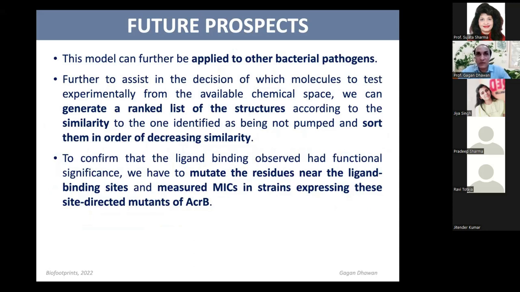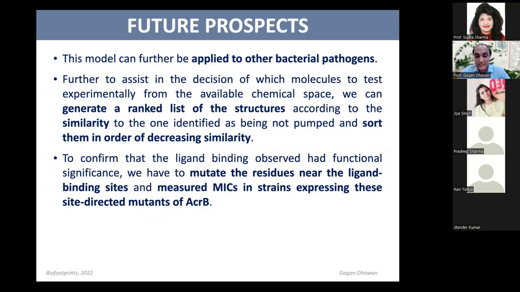And this model, क्योंकि मैंने अभी बताया हमने जो किया है flux pump और E. coli, जो data था हमारे पास 1475 molecules का, वो E. coli strain MC1061 और plus ACRB में किया गया था, जो मैंने अगर recall करें, एक hyper permeable strain है और एक जिसमें flux pump is overexpressed. So this model can further be applied to other bacterial pathogens and further to assist in decision which molecule to test experimentally from the available chemical space.